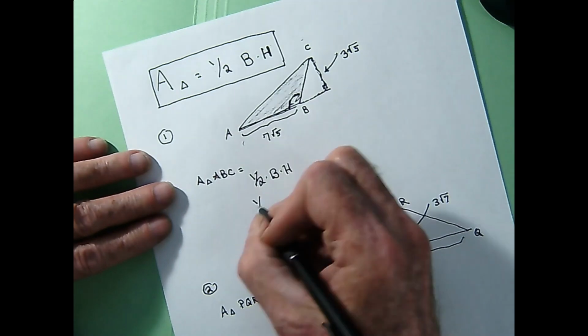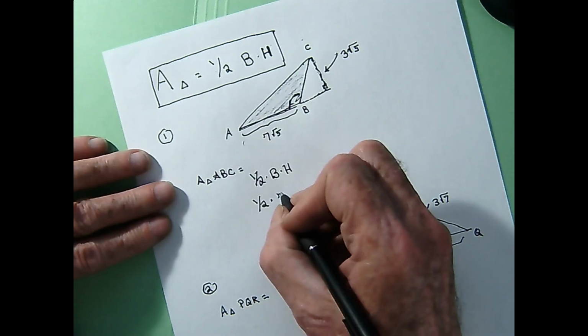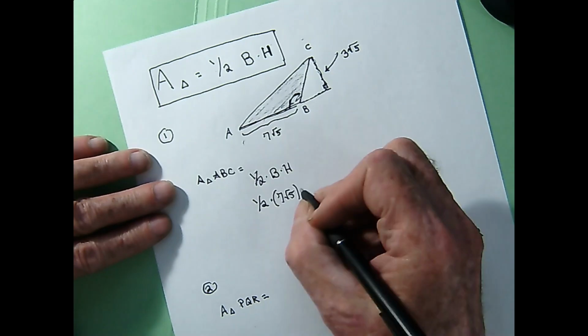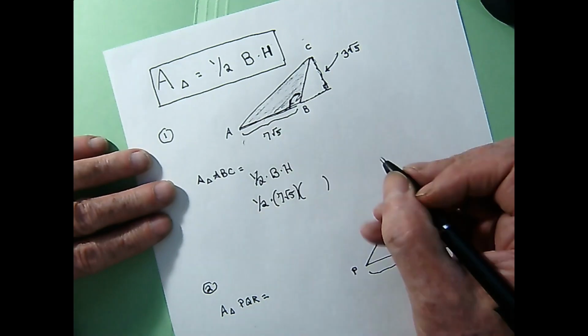So that would be, in this case, 1/2 times, hey, that base, that's 7 times the square root of 5, isn't it? Put that in parentheses so we can talk about it if we need to. And the height, well, that's 3 times the square root of 5.